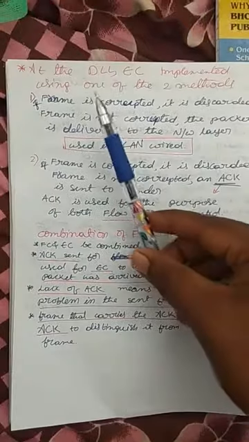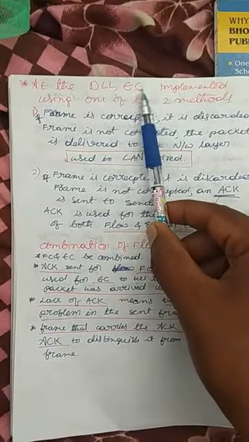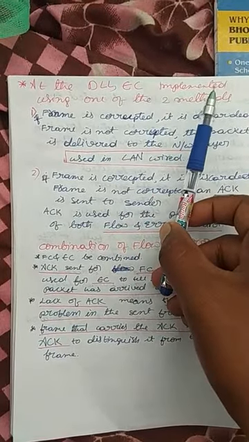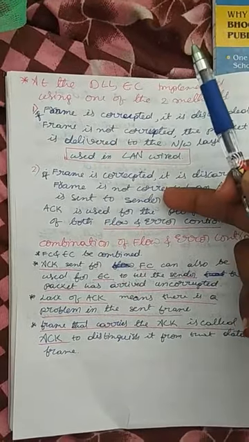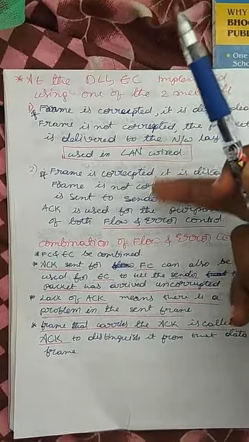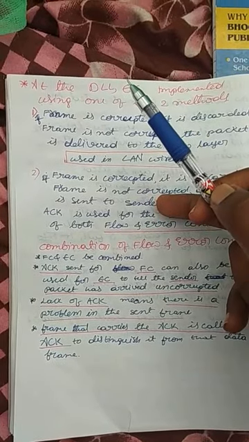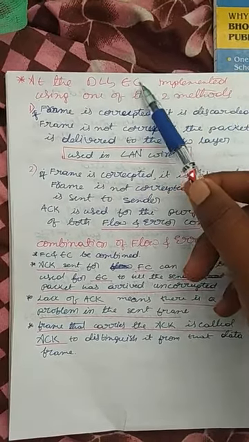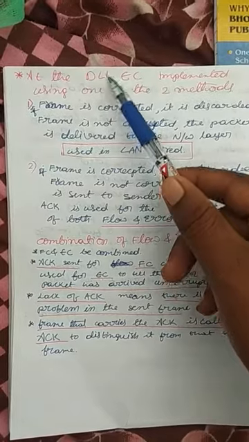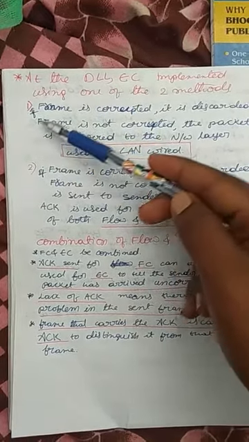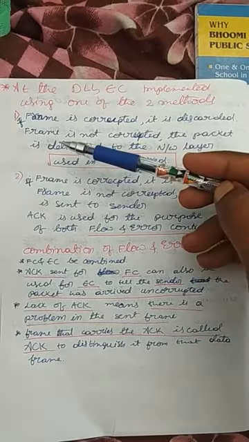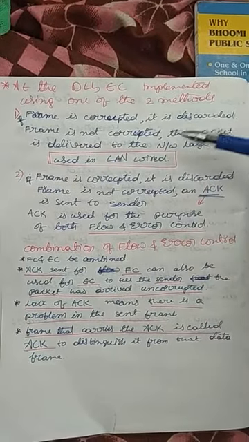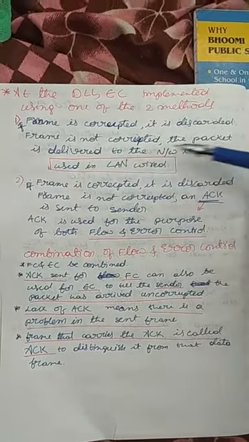Next, at the data link layer, error control is implemented using one of two methods. There are two methods. Using any one of these methods, we implement error control in the data link layer. What is the first method? If a frame is corrupted, it is discarded. If the frame is not corrupted, the packet is delivered to the network layer.